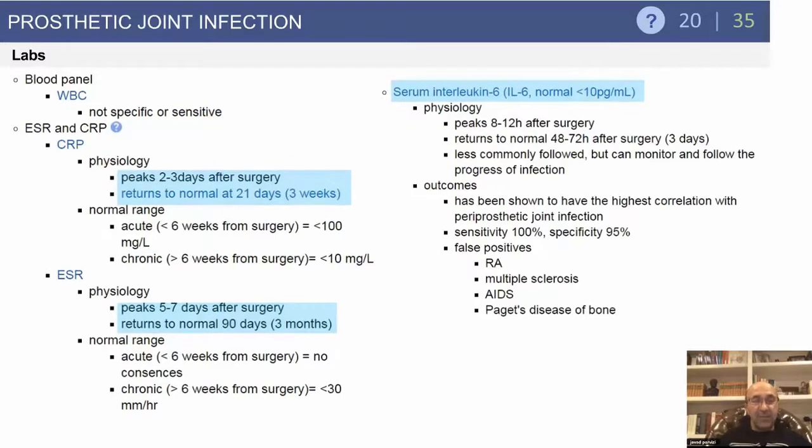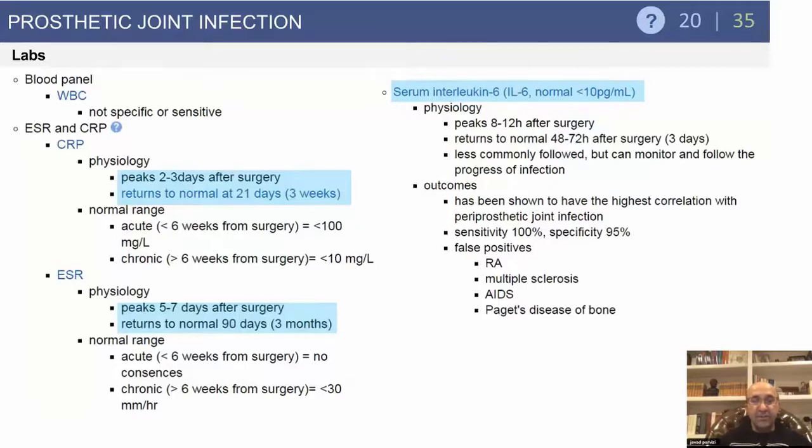White blood cell count in serum is really not very useful unless the patient is systemically sick, in which case there is a left shift. But ESR and CRP are still done as screening. And again, we've talked about the thresholds. In chronic, it's 10 milligrams per liter. Acute is 100 for C-reactive protein. ESR in the acute setting really doesn't have much role, but in chronic, 30.